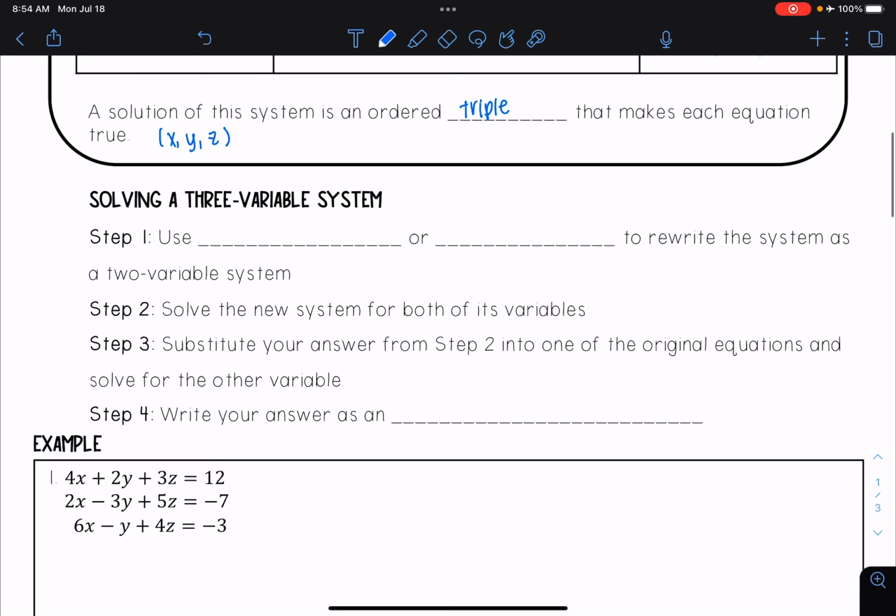There are four steps that we are going to use to solve a 3-variable system. Our first step is to use substitution or elimination to rewrite the system as a 2-variable system. Basically, we're going to use substitution or elimination to eliminate one of the variables. Step 2 is to solve the new system for both of its variables. This is what we did in our previous lesson.